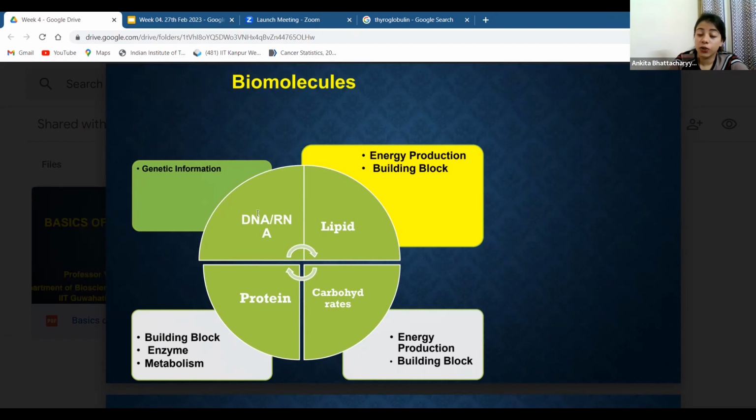They are also often functional as enzymes, which are biological catalysts. And thirdly, we see that they have major roles to play in metabolism as well.